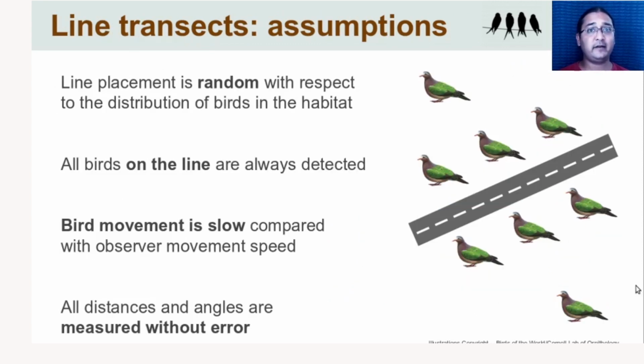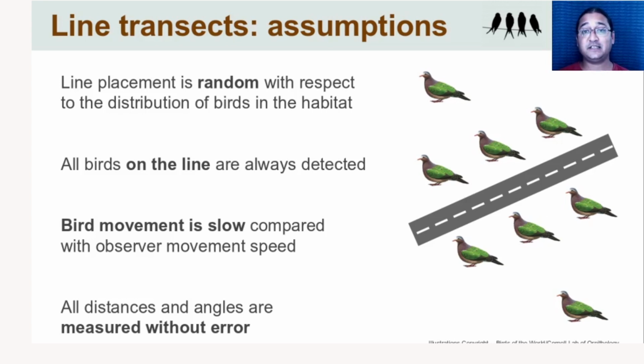For example, in line transects, the assumption is that the line transect placement is random with respect to birds in the habitat, which might not necessarily be true. So, for example, certain species like emerald doves are attracted to roads. So if you use the road as a line transect, you're going to count a lot of doves close to the road. But farther away from the road, there are actually lower numbers of doves. And therefore, the distribution of the birds in the habitat is not random with respect to the road.